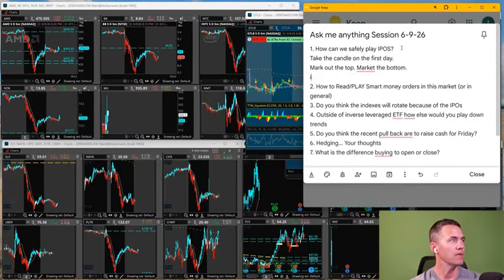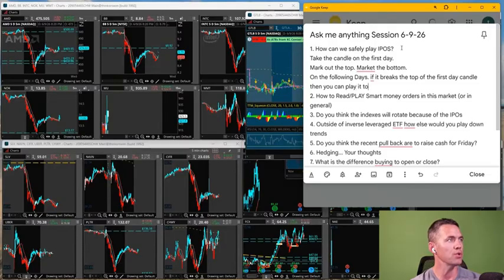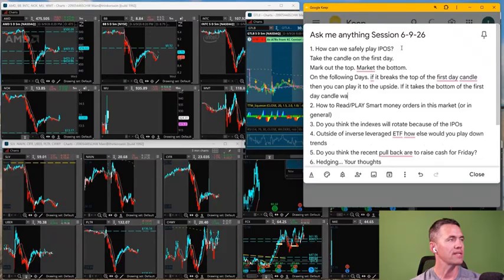On the following days, if it breaks the top of the first day candle, then you can play it to the upside. If it takes out the bottom of the first day candle, wait for a reversal pattern. That is the short answer.